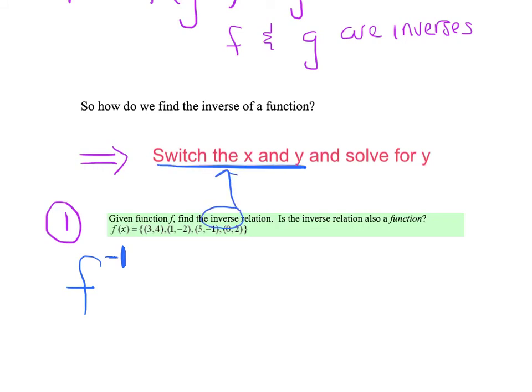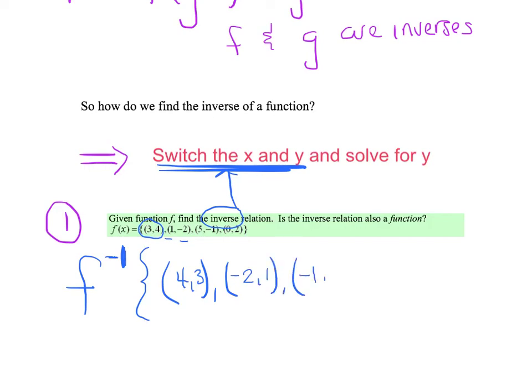Switch the x and y. So the inverse function, I'm just going to take this point 3, 4 and follow the rule. Switch the x and y. So that becomes 4, 3. Notice nobody said anything about making anything negative or switching signs. You're literally just switching the x and y. 1, -2 should become -2, 1. 5, -1 becomes -1, 5, and 0, 2 becomes 2, 0.